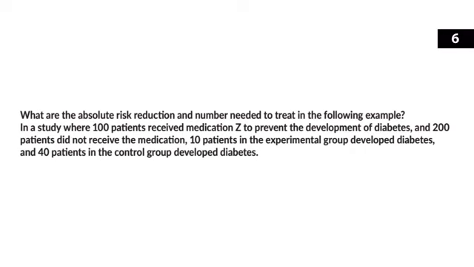What is the absolute risk reduction and the number needed to treat in the following example? In a study where 100 patients received medication Z to prevent the development of diabetes, and 200 patients did not receive the medication, 10 patients in the experimental group developed diabetes, and 40 patients in the control group developed diabetes. I want you to pause the video and try to work that out, and don't take more than 1 or 2 minutes, and we'll go over it together.